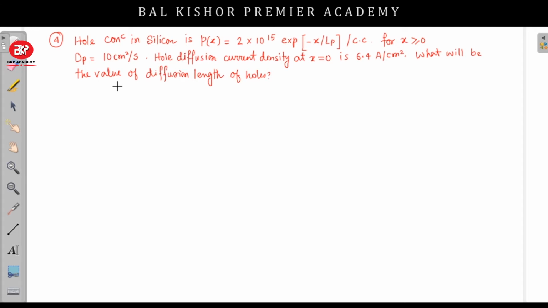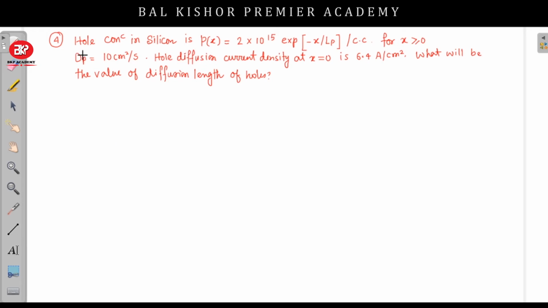In this video, we are going to discuss some numericals on the diffusion process inside the semiconductor. So let us see the first numerical. It will be the fourth numerical on the diffusion process. We have already done some numericals on the diffusion process in the previous videos. So let us see the fourth numerical.